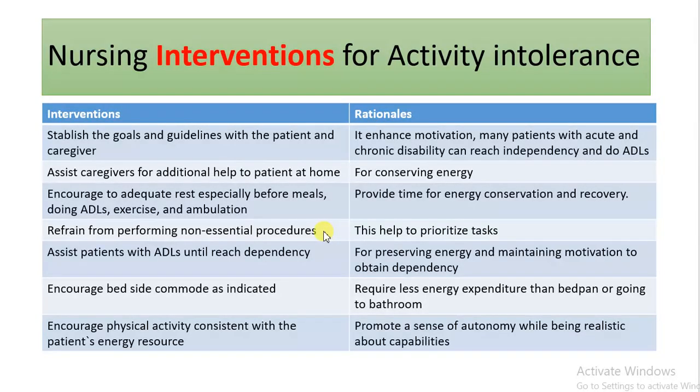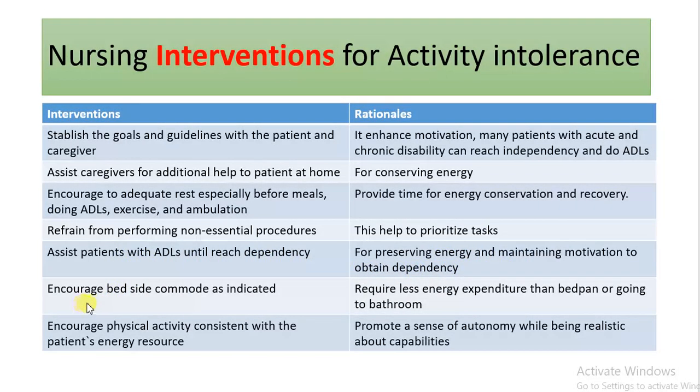At first, the patient should prioritize tasks and do the more important tasks every day. They need energy, and if they want to conserve their energy, they should refrain from non-essential procedures. Assist patients with ADLs until they reach independence. As I said, independence is attainable with help from caregivers and nurses. The caregivers and nurses should help the patients until they reach independence, because for preserving energy and maintaining motivation, the patients need help.